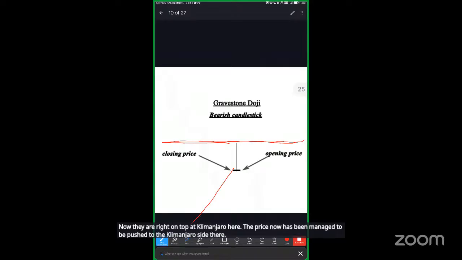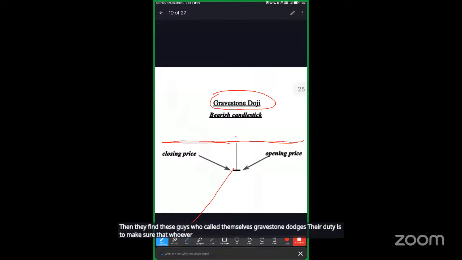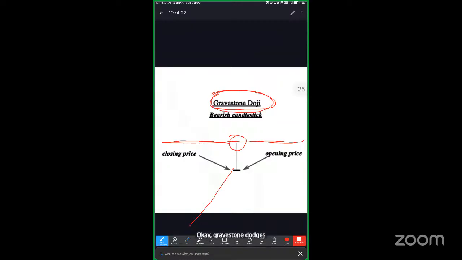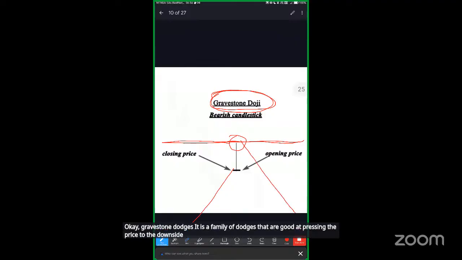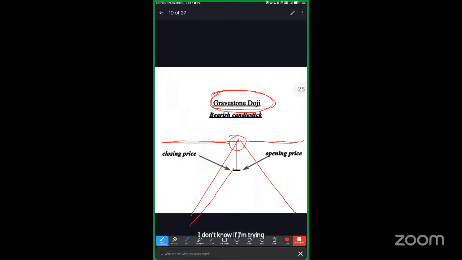Then they find these guys who call themselves gravestone dojis. Their duty is to make sure that whoever comes here on top finds themselves in a grave. They are good at digging graves, okay? Gravestone dojis are a family of dojis that are good at pressing the price to the downside when the price has gone high up. I don't know if I'm bringing the message home when it comes to gravestone dojis.